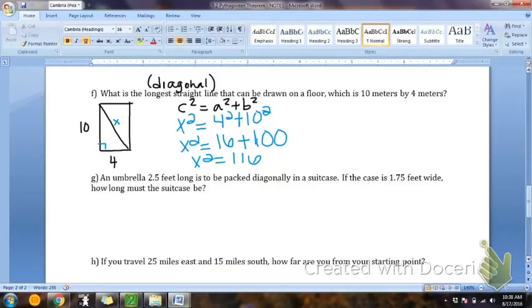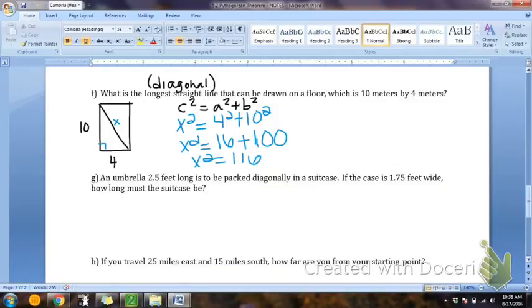Okay, we're getting 10.77. Are you guys getting 10.77? Okay, 10.77. If I'm going to cut it off here, is this number big enough to change this? Yes. So you should change it to be 10.8 if you're going to cut it off there.